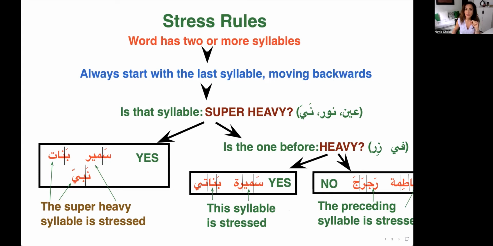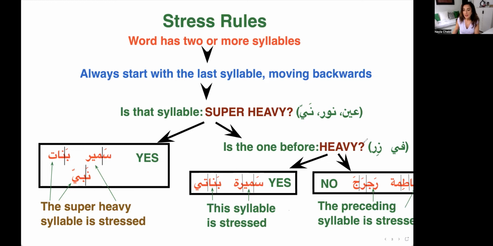Is it heavy? You bet it is, because it's made up of the noon, which is a consonant, and the alif, which is a long vowel. That's where my stress lies. Listen. Banati. Not banati. See, that's the difference. Banati. I'm stressing the na. Again, I pronounce these two. Samira. Banati.